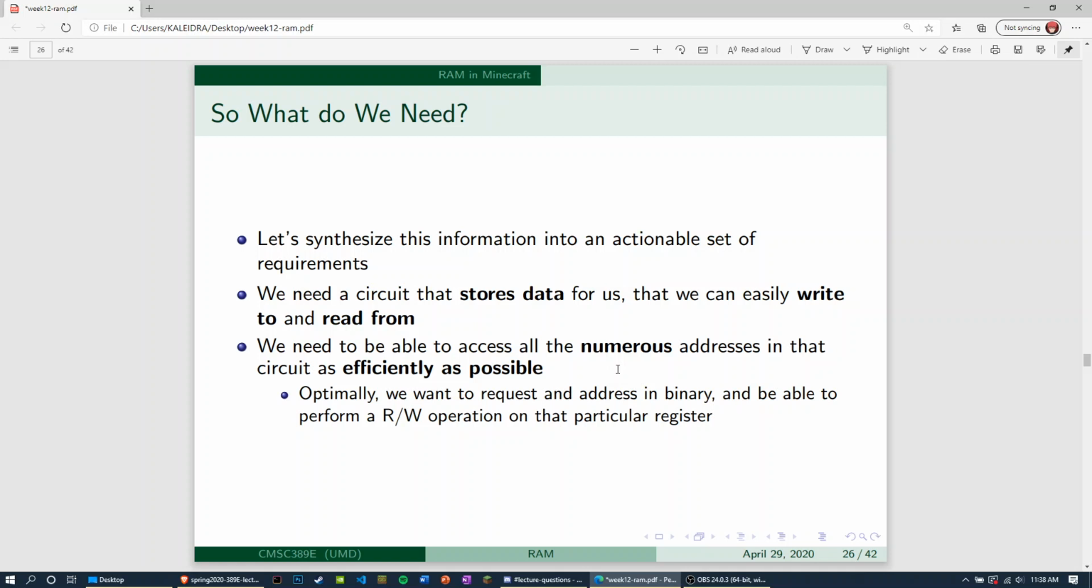So we want to be able to request, or even just write to, certain locations using an address in binary, right? So we could say at memory address 4, turn that register to, I don't know, 5, right? You could totally do that. And we want to be able to do that as efficiently as possible.